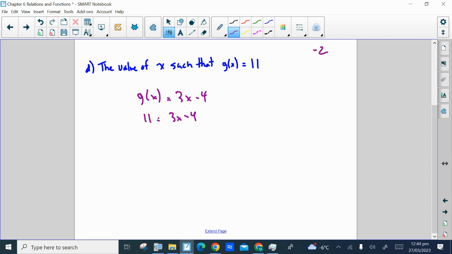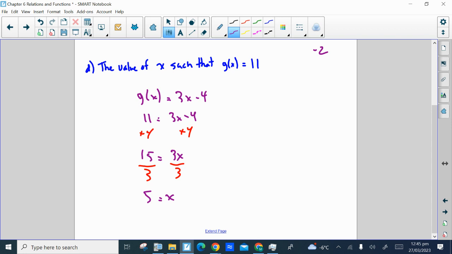So you let g(x) on the left equal 11. You've got the 3x minus 4 on the right. You need to solve for x, which we would start by adding 4 to both sides. On the left side, 11 and 4 gives us 15, equals on the right side, the 4's cancel. To get x by itself, you would divide both sides by 3. 15 divided by 3 is 5, so x equals 5.